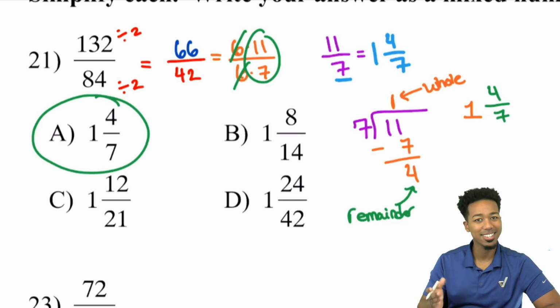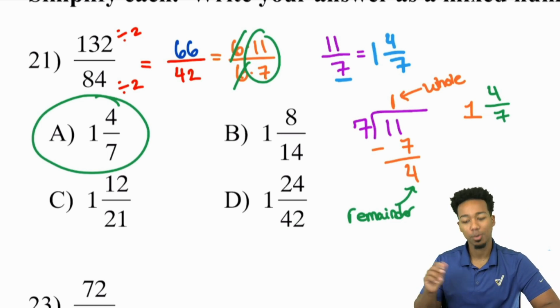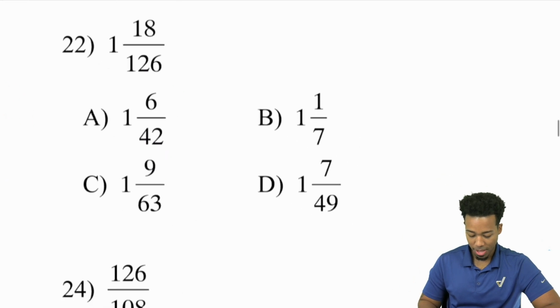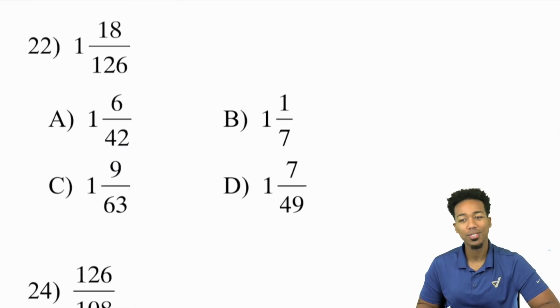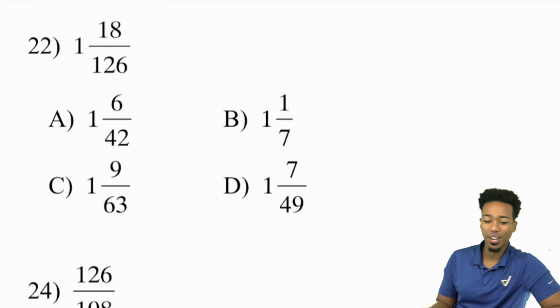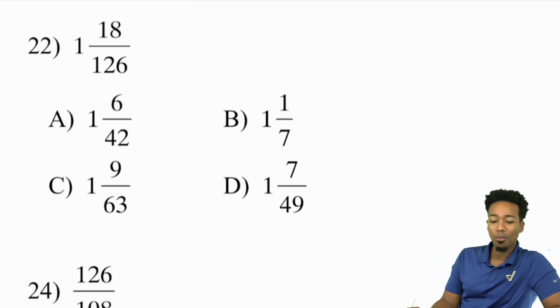Now I'm going to be kind here. I got you. I'm going to go over 2 more of these. So I'm going to go over 22 and 23. And then again, I would like for you to go ahead and go through the worksheet on your own up next in this section. So we have 1 and 18 over 126.